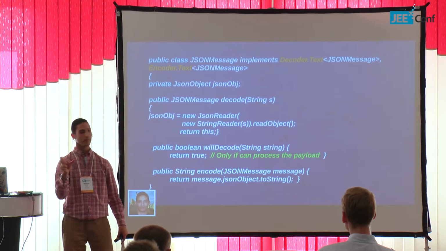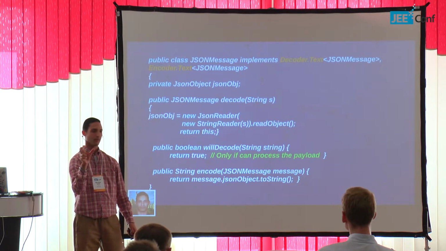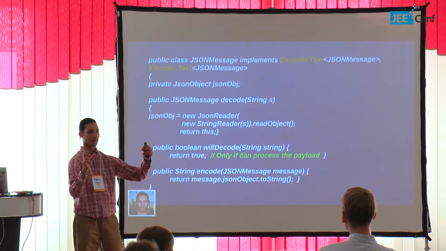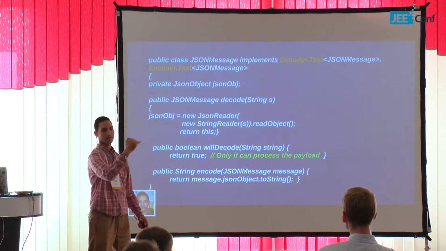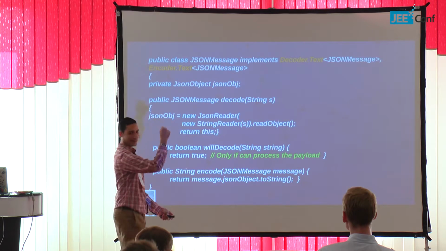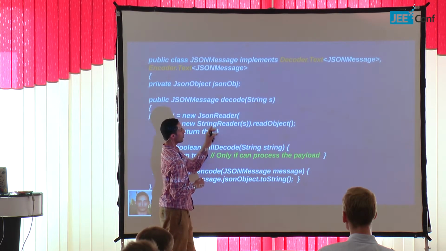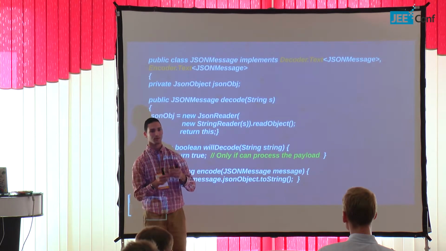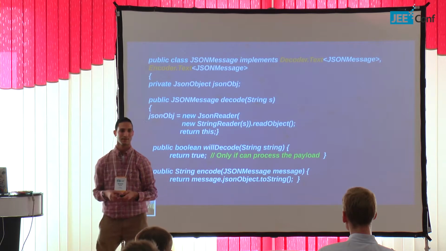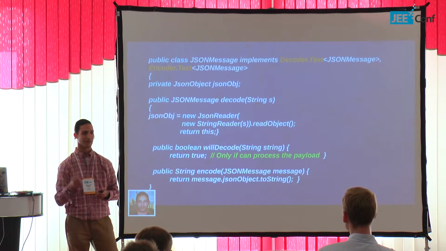If you have, for example, this object in onMessage, the client sends you a text. Then what happens? The decoder will intercept, get the string message, pass it to this method, convert it to this object, and then pass it to the onMessage method. Then you get the object with the values. It's a little bit confusing, but you're going to see this in the code.